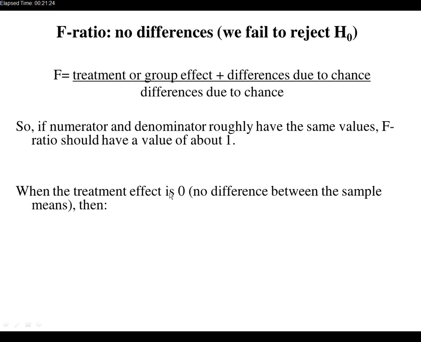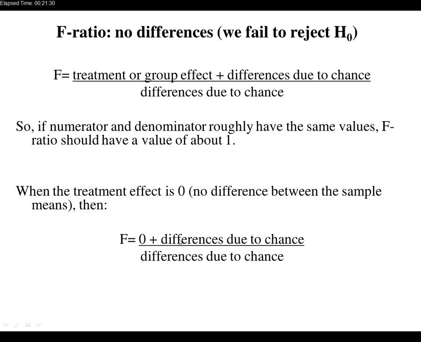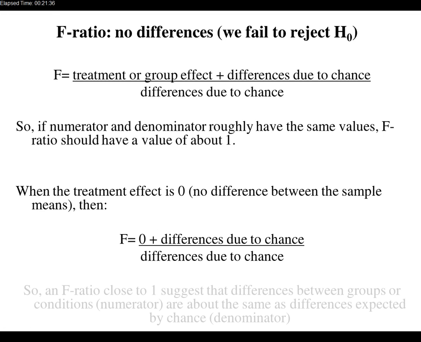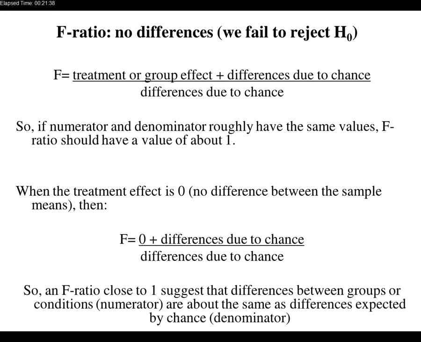When the treatment effect is 0, it means there's no difference between the sample means, then F equals 0 plus the differences due to chance divided by the differences due to chance. Okay, and what does that mean? An F ratio close to 1 suggests that differences between groups or conditions, which is the numerator, are about the same as differences expected by chance, which is the denominator.